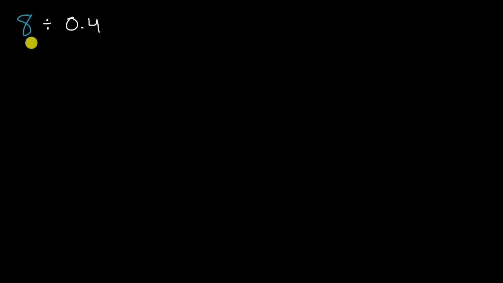Let's say we want to figure out what 8 divided by 4 tenths is. Pause this video and try to figure it out on your own before we do it together. Alright, now one way to approach this is to think about everything in terms of tenths. And why tenths, you ask? Well, I just described the second number as 4 tenths. So what would 8 be in terms of tenths? Well, we know that 1 whole is equal to 10 tenths. So 8 wholes is going to be equal to 80 tenths.